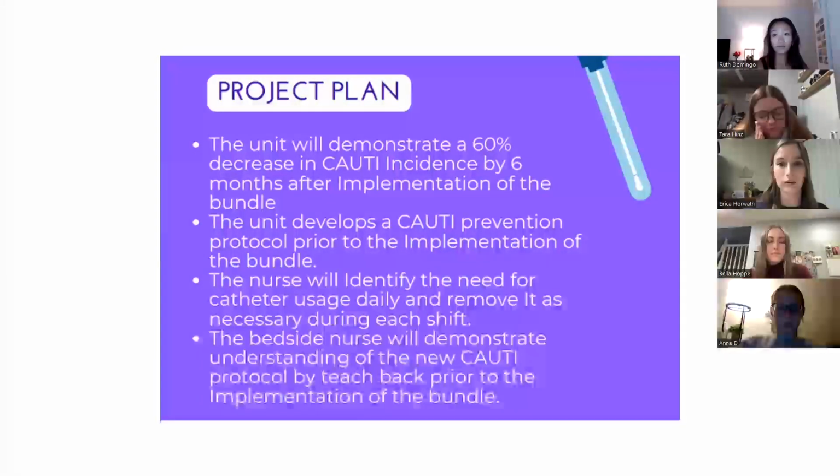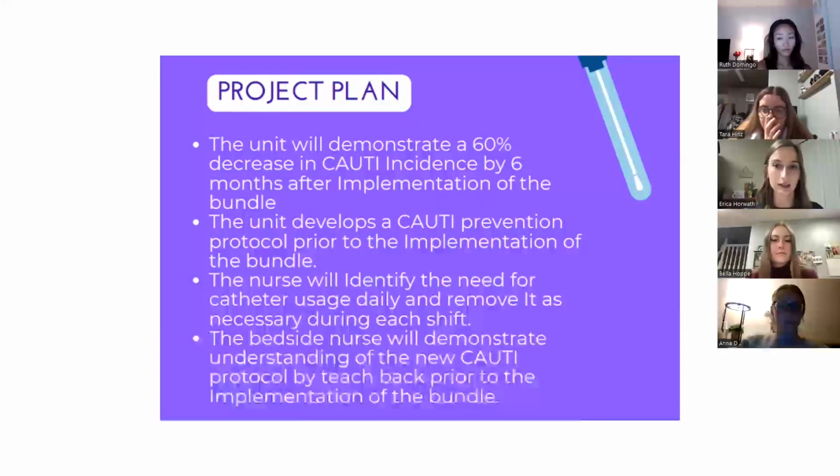So the first goal that we talk about is the unit will demonstrate a 60% decrease in CAUTI incidence by 6 months after the implementation of the bundle. So some steps that we can take to try to reach that goal are ensuring that staff has been trained on the CAUTI prevention bundle, that performing and documenting catheter care at the start of each shift is getting done, and then pushing for a 75% charting completion on pericare or catheter care across the unit as a whole after the first month of the bundle implementation. And these things are just going to help to make sure that the bundle is being adhered to and that understanding is happening. And then hopefully we can see that decrease in CAUTI.